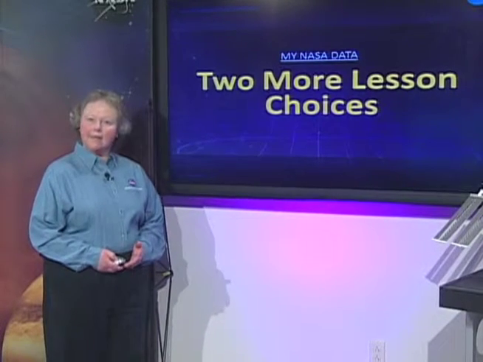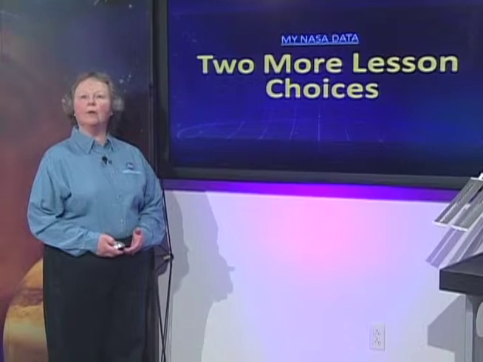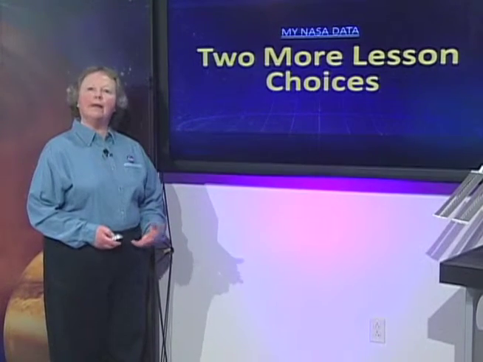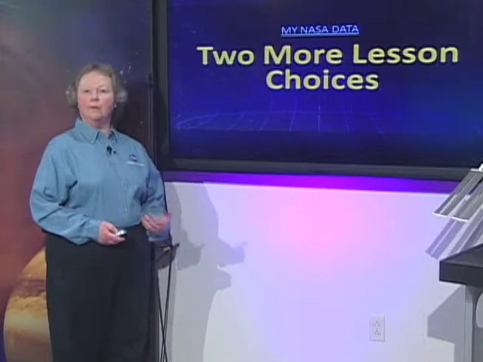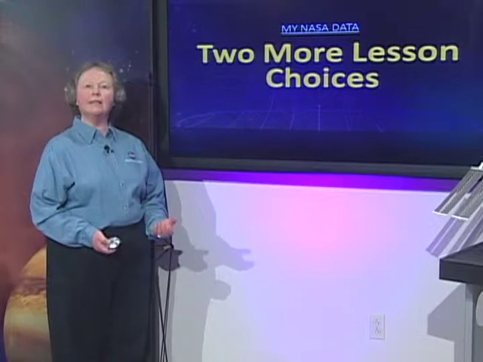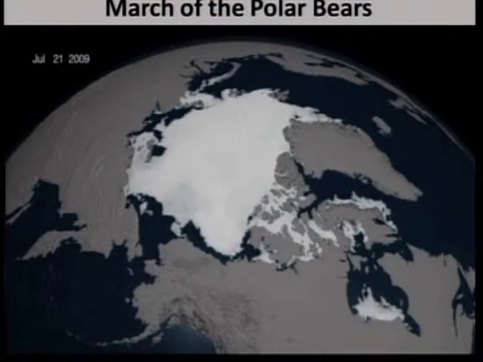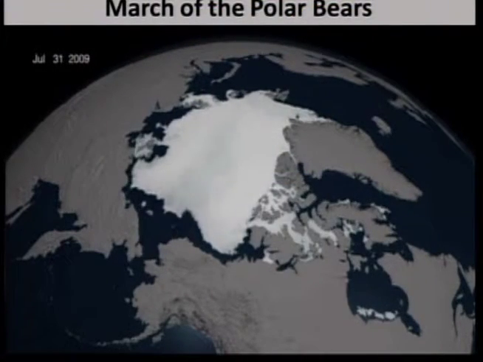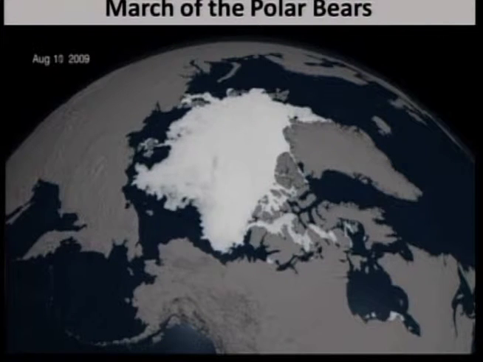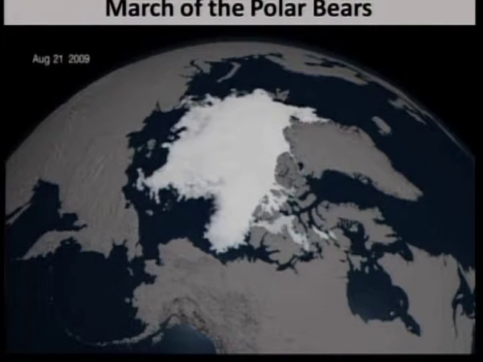In the last segment of our MyNASA data training, you learned some details about choosing locations. You also learned about overlay plots and difference plots. We wanted to mention again that there are two other available lessons on the virtual campus. One is called March of the Polar Bears.